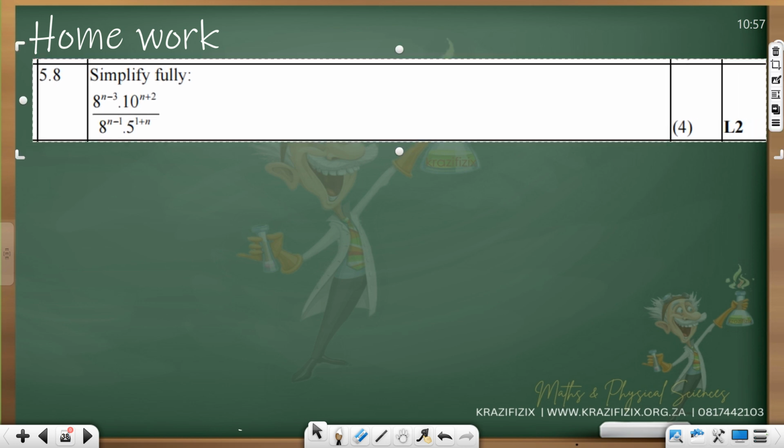What would you do here? Now, what I would do here is to quickly split this. Before I do that, let's work with prime basis first. That's important. 2 to the power 3, multiplied by 2 times 5. That's my 10.